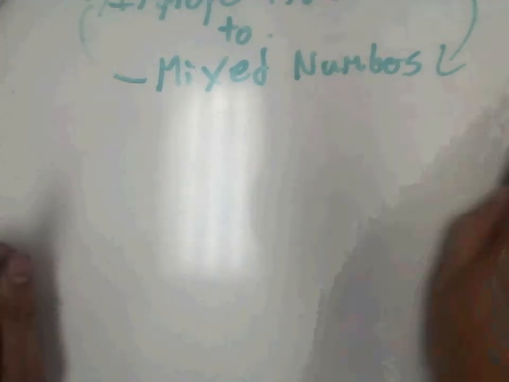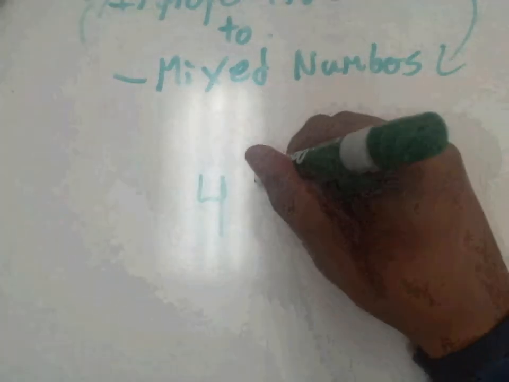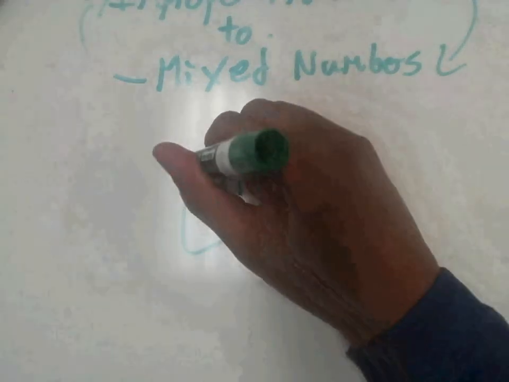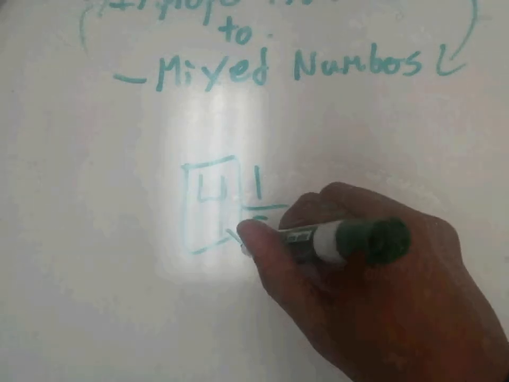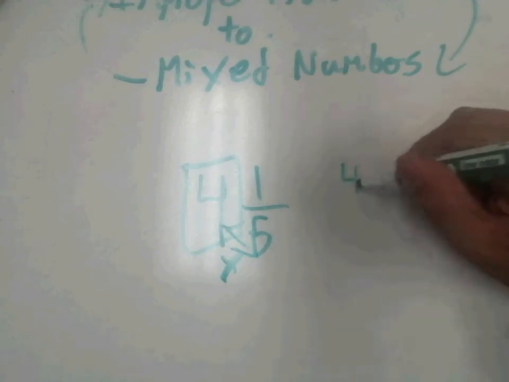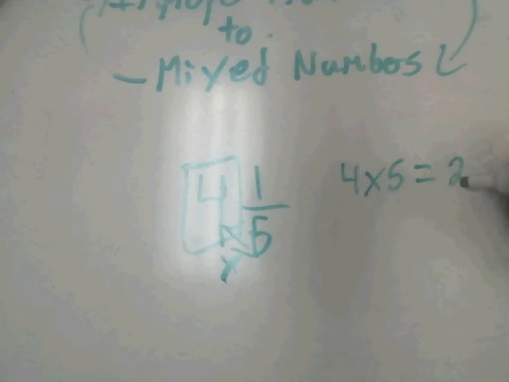So now we're going to talk about going the other way. So we'll just use, let's say, 4 and 1/5, right? So when we do this, which is changing a mixed number into an improper fraction, we want to multiply our whole number times our denominator. Okay, so we're going to multiply 4 times 5, our whole number times our denominator, and that's going to equal 20.